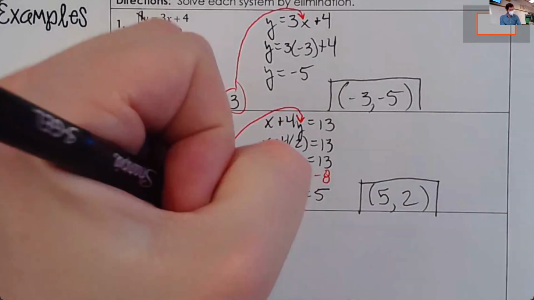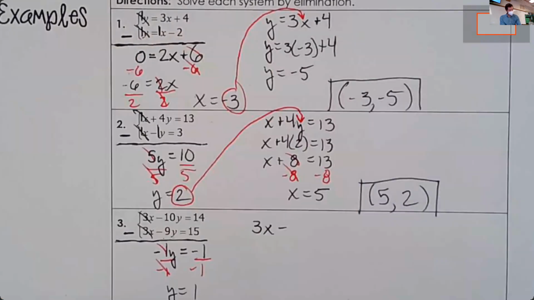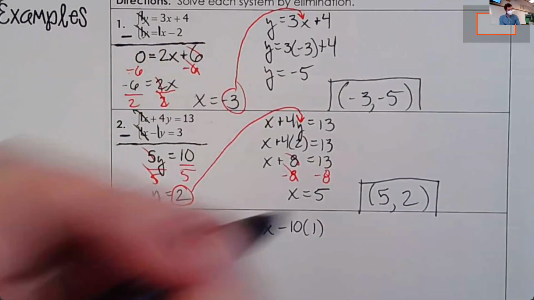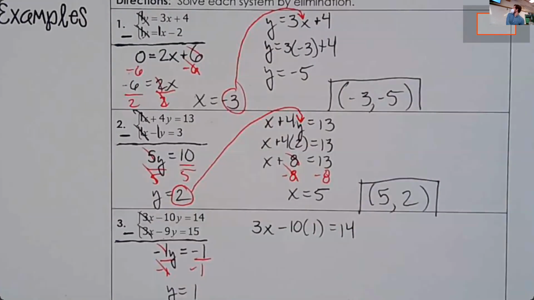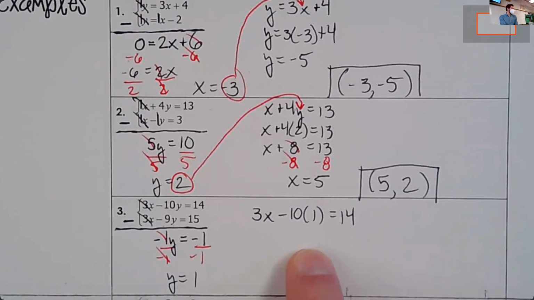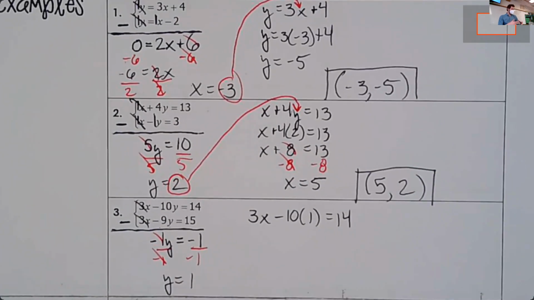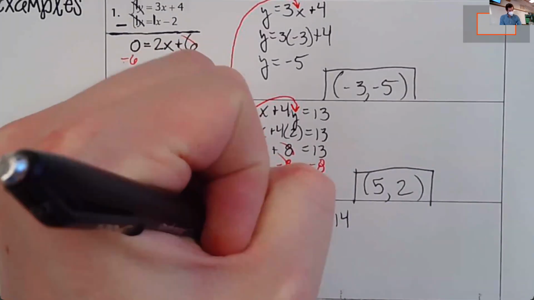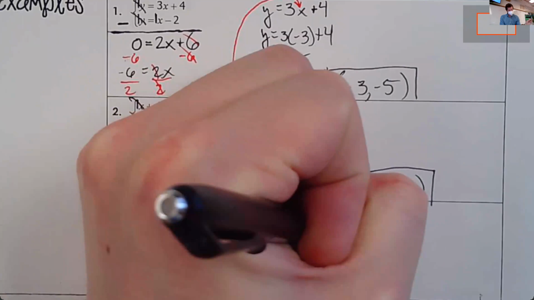So we got 3x minus 10 times the value of y is 1. So I'm going to write minus 10 times 1 equals 14. So just rewriting it with the y in there instead of rewriting the whole equation with the circle and the arrow, just setting it up a little bit quicker. 3x minus 10 times 1. 10 times 1 is 10. So 3x minus 10 equals 14.